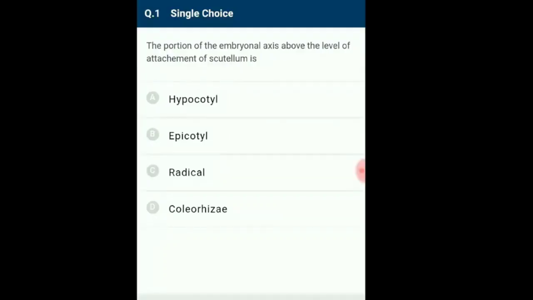Question number 1. The portion of the embryonal axis above the level of attachment of scutellum is. The portion of embryonal axis above the level of the cotyledons is the epicotyl, which terminates with the plumule or stem tip. The cylindrical portion below the level of the cotyledon is the hypocotyl that terminates at the lower end in the radicle or root tip. So the answer for this question is option B, epicotyl.